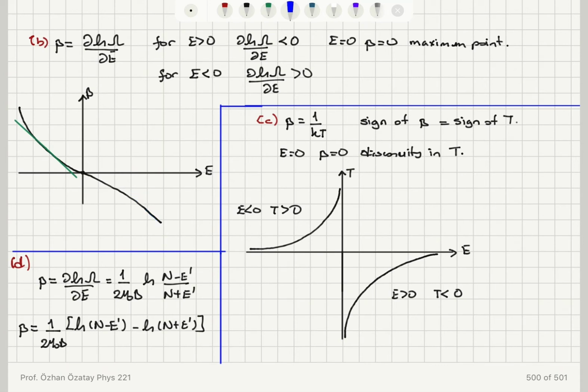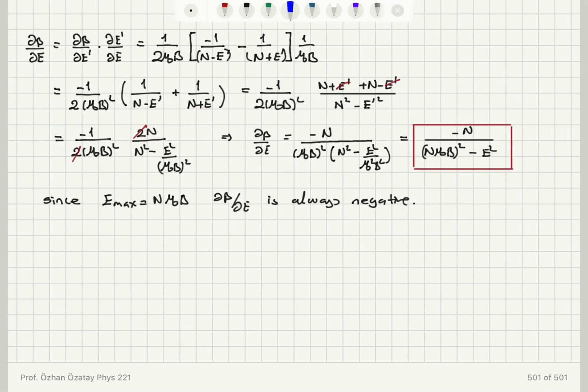So if I take a tangent at this point, I couldn't do it very well. So the tangent will give me a negative slope at that point as well. So the slope is always negative.